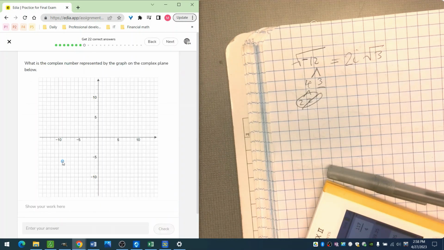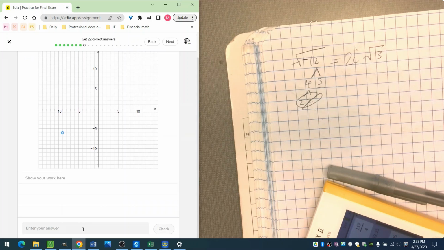Now here it's giving me the coordinate, and I need to tell them where it's located. It's over 9, and since it's to the left, it's negative, and it went down 6. Don't forget the i for the complex plane.